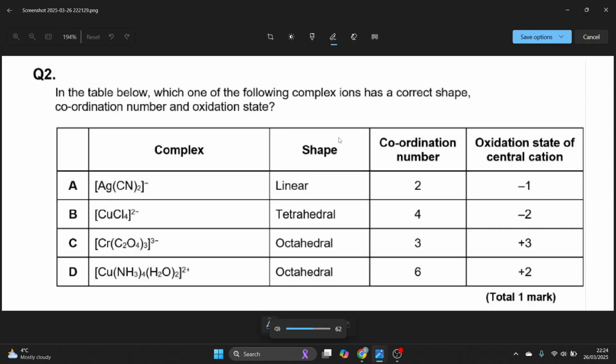Question 2, in the table below, which one of the following complex answers are correct? Shape, coordination number, oxidation state. A, linear, yes, that is correct. 2, coordination number, oxidation state of the central cation, -1. No. B, tetrahedral, 4, -2.